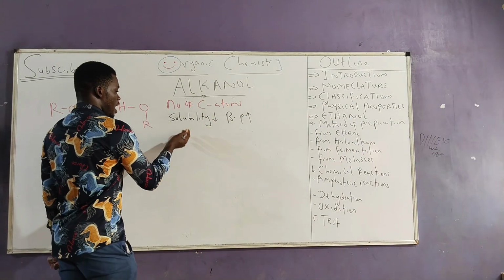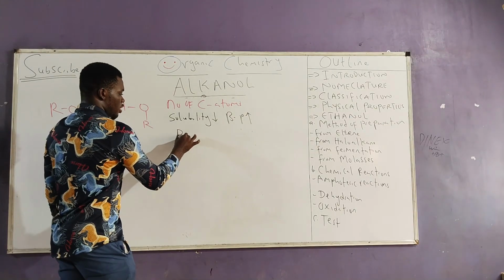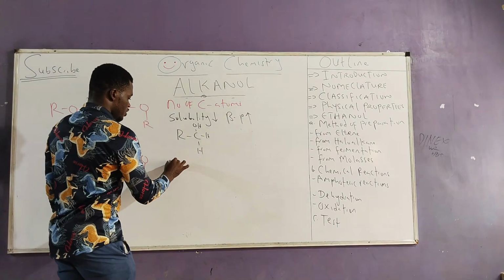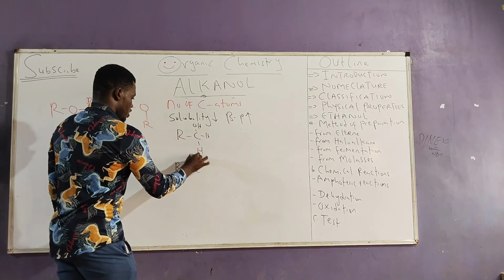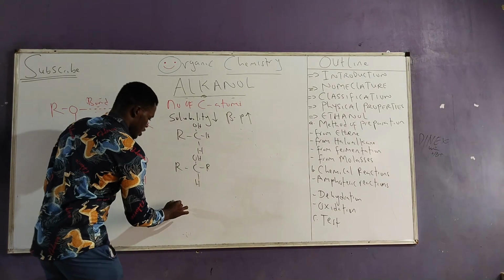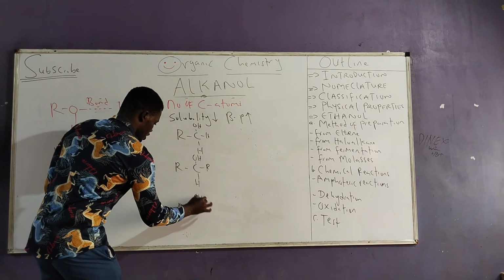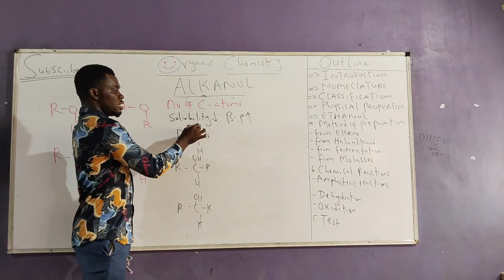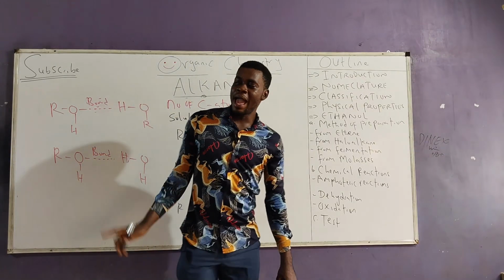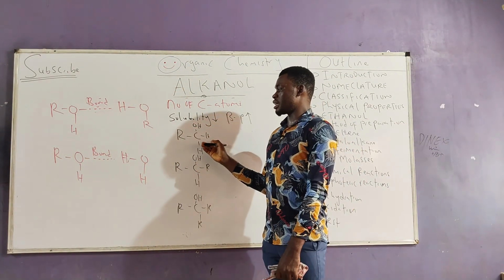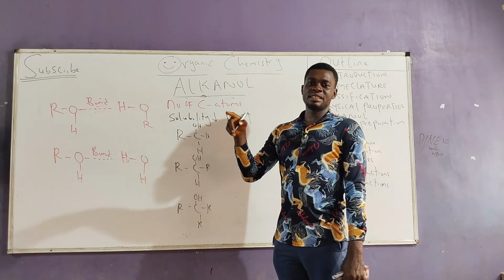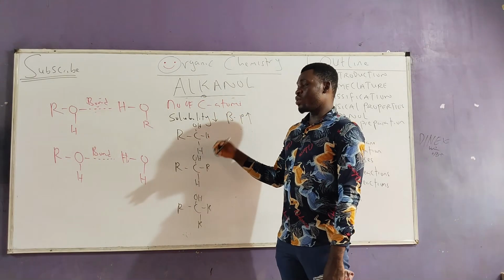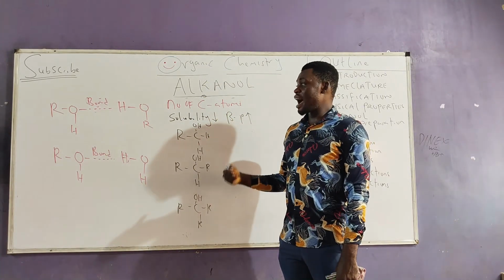If this is a primary alkanol, remember for primary alkanol we have R, this is C, we have OH, this is H, this is H. For secondary alkanols we have R, this is C, this is OH, this is R, this is H. For tertiary we have R, this is C, this is OH, this is R, this is R. It's primary, secondary, tertiary. So for primary alkanol, you can see that the OH group is at the end or beginning of the carbon skeleton. Because of that, the OH group can easily interact with water molecules, and it can easily interact with other alkanol molecules.